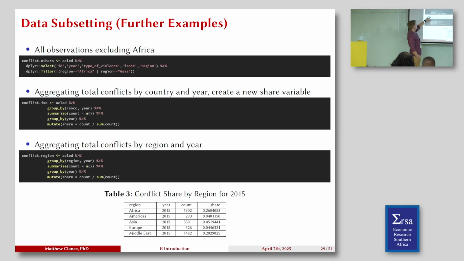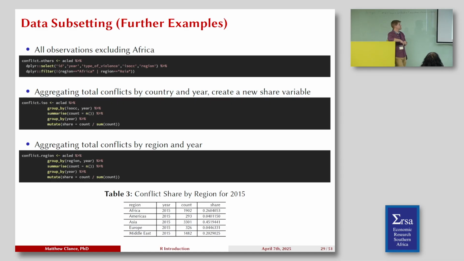I should point this out too. Before, when we were using group, we used summarize, but now we're using mutate. In this case, what it's telling it to do is to take the outcome that we got and create a new variable within this data set. Okay, and that new variable will be called share. So the share of the number of events.